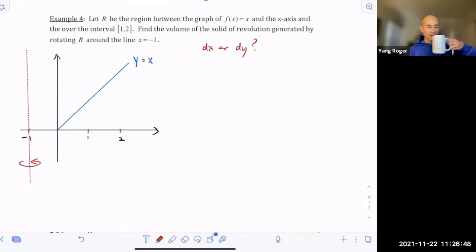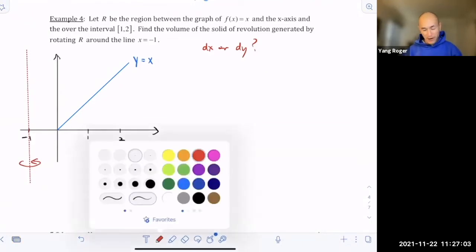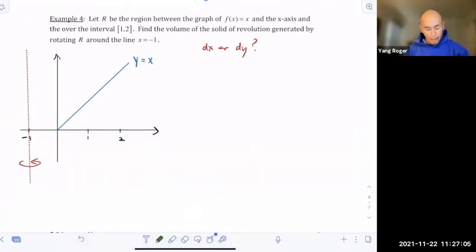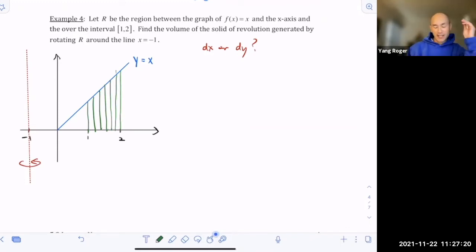Ming Hui says dx. Steph says dy. Well, we want to chop up parallel to the axis of rotation. Picture looks something like this. When I draw this picture, do any of you guys want to change your answers?